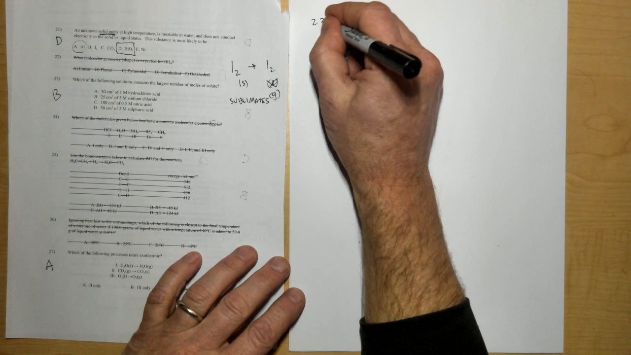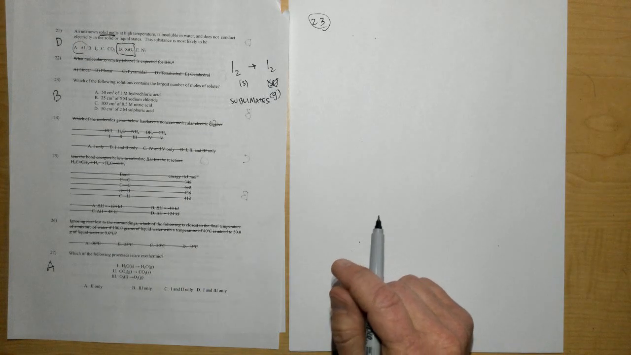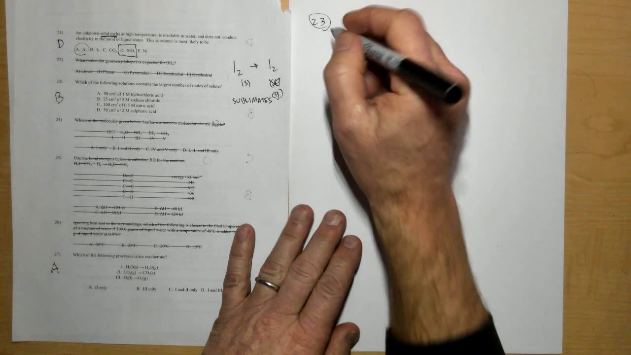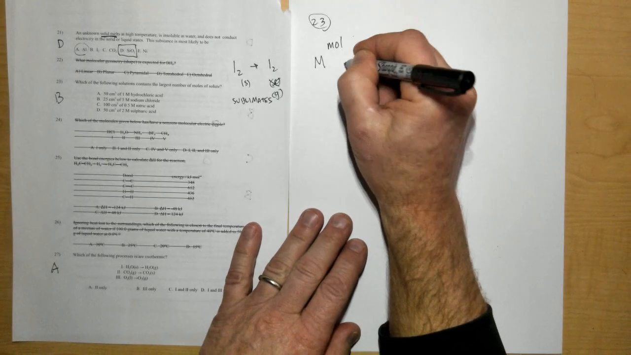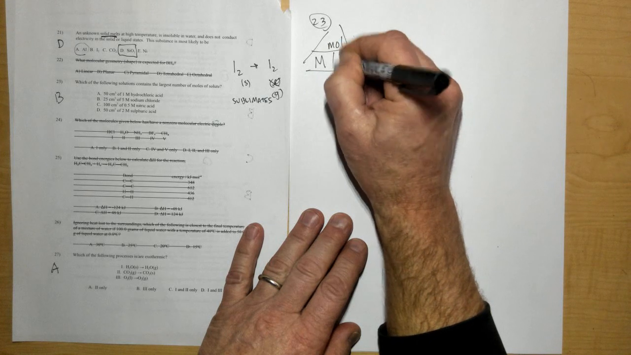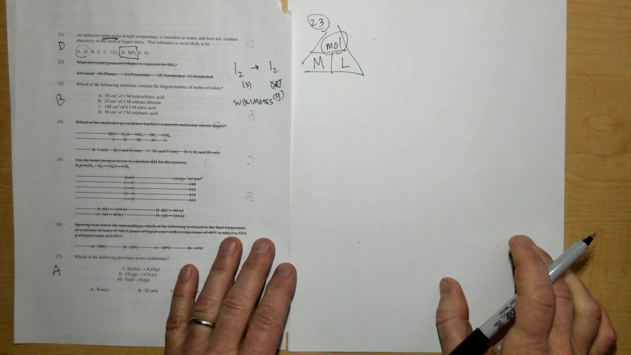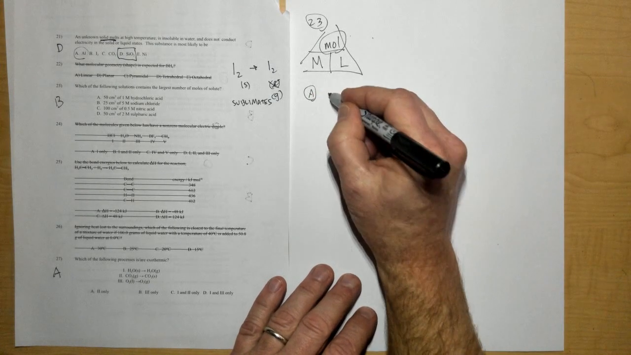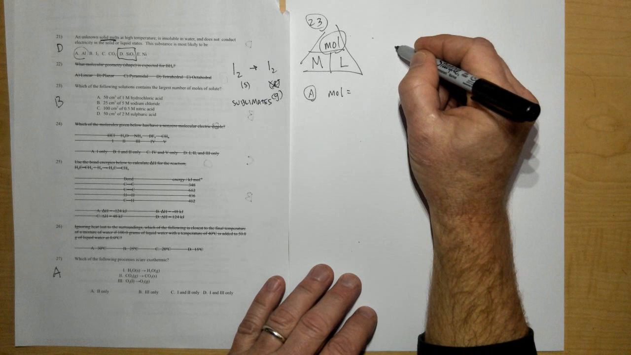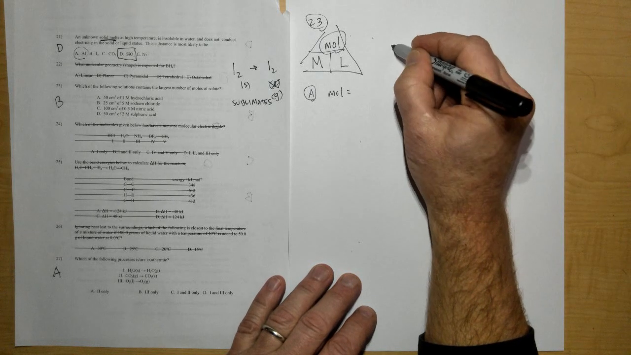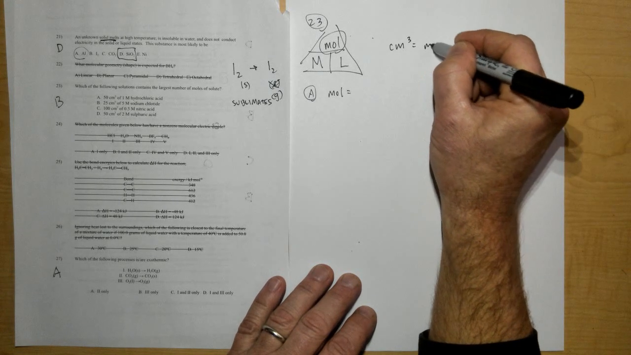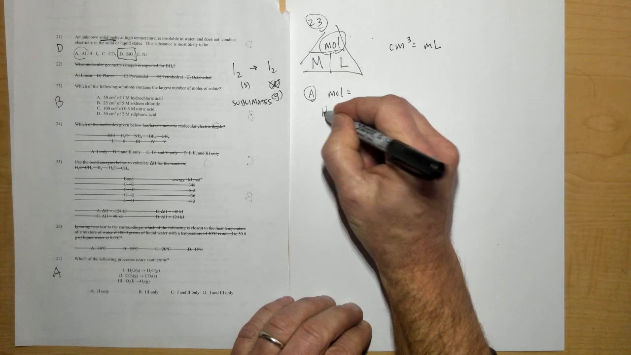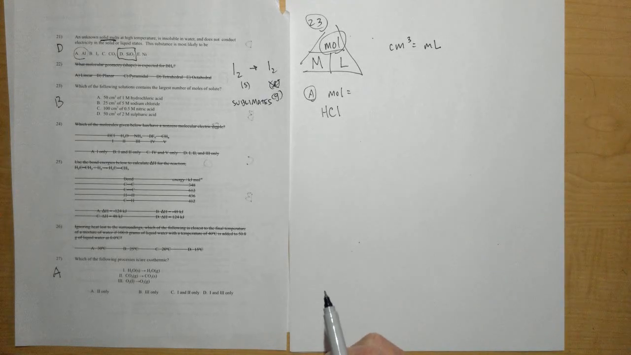Then number 23, which of the following solutions contains the largest number of moles of solute? So now we're asking about the molarity triangle right here, and we're going to ask how many moles are dissolved in each one of these. And so let's look at each one, and we'll do a little bit of math to find the number of moles in each one. So there are 50 cubic centimeters right here, and remember, a cubic centimeter is the same as a milliliter, so we actually know the number of milliliters right here. And this is hydrochloric acid, HCl.